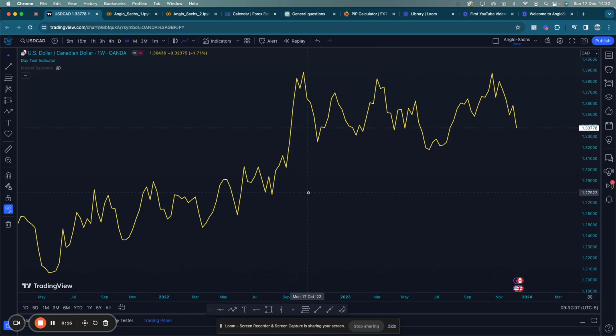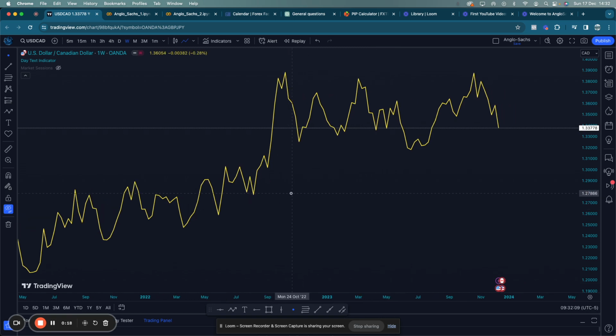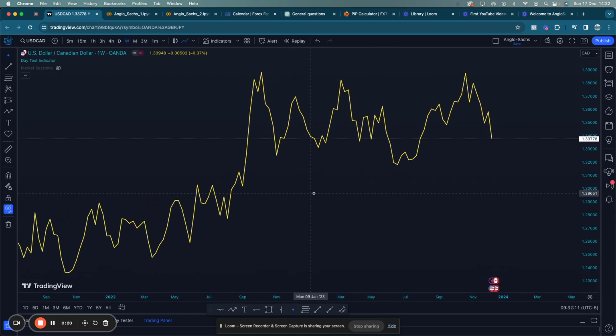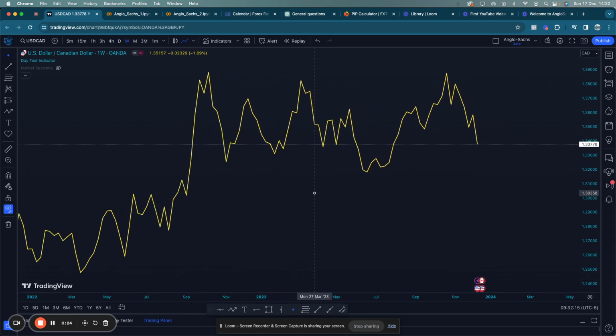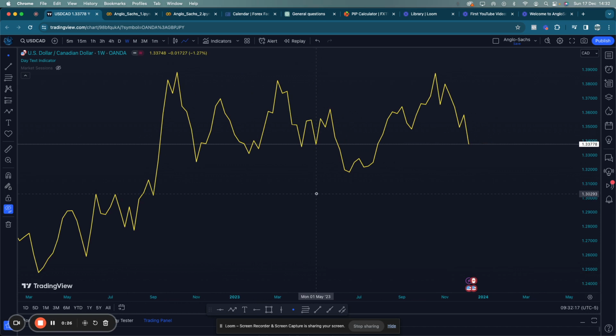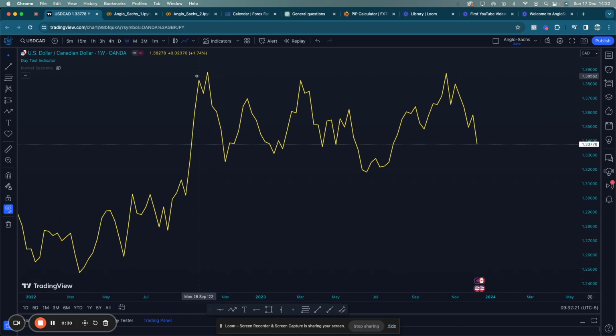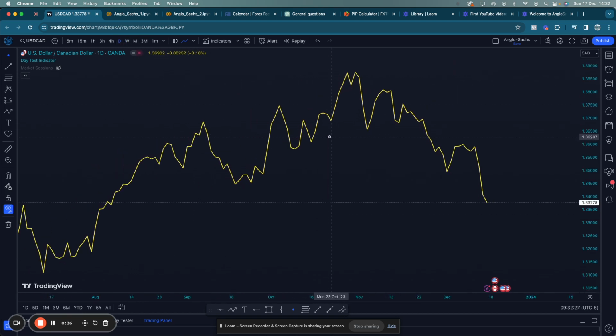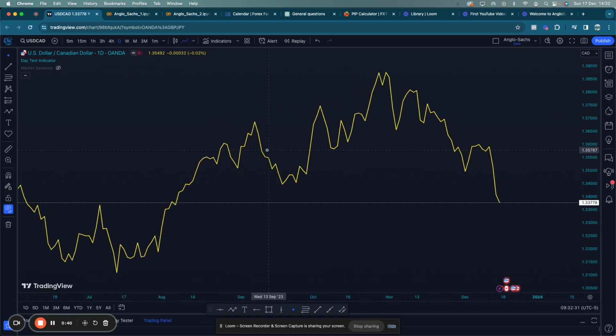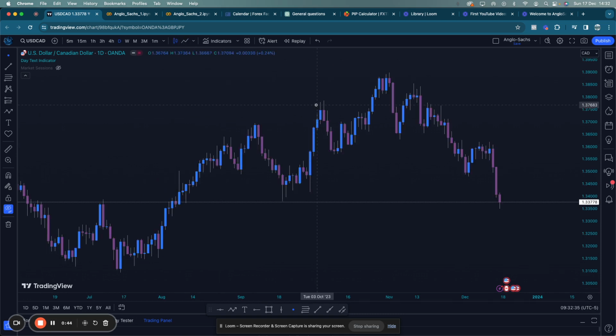So here we are looking at the US dollar CAD, and we're looking to forecast the next trading week in terms of the price movements. Currently we're sitting on a weekly time frame, and I'm going to drop down into a daily time frame, and change this line chart into a candle chart. Okay, here we go.